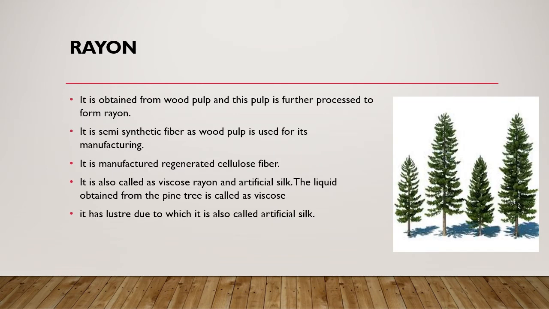Now we will study the first man-made fiber, rayon. It is also called the laboratory's first gift to the loom. It is obtained from wood pulp, which is further processed to form it. It is a semi-synthetic fiber, as wood pulp is a natural resource. It is also called viscose rayon because it is made up of viscose, which is a liquid obtained from pine tree. You can see these are the pine trees.